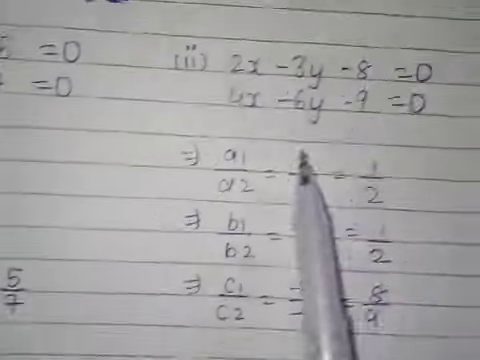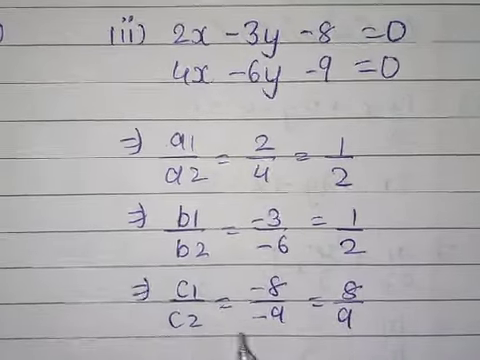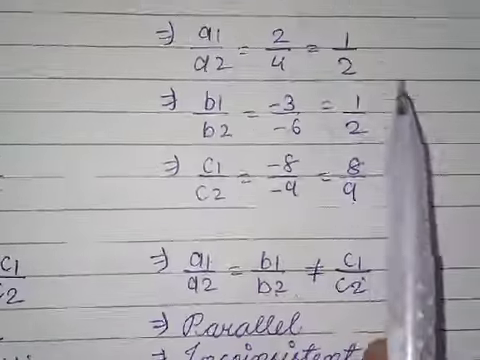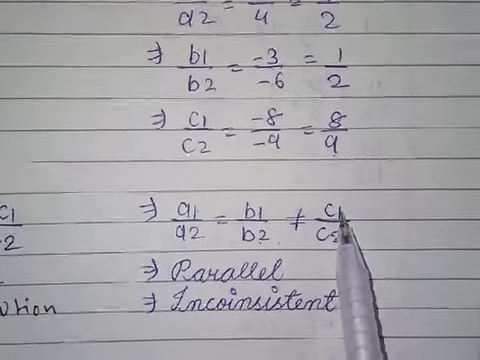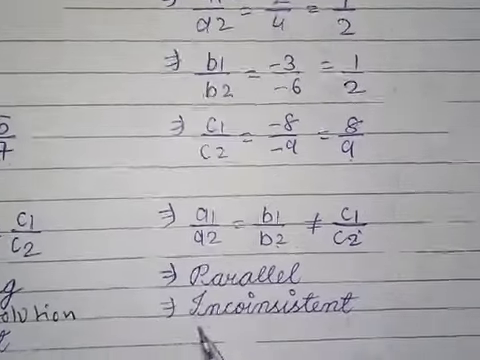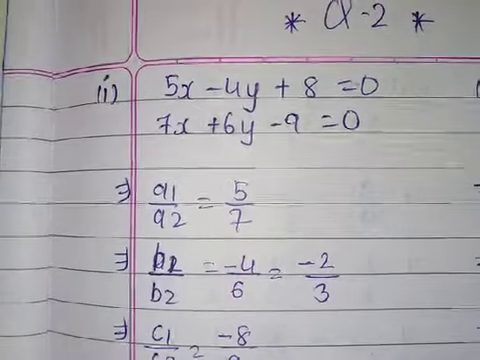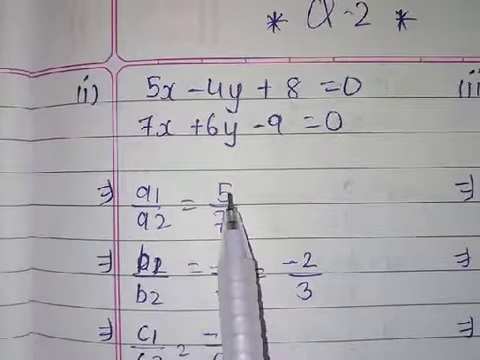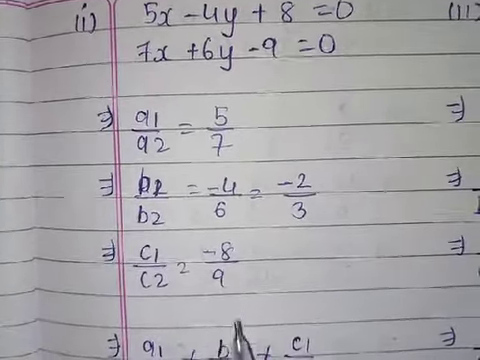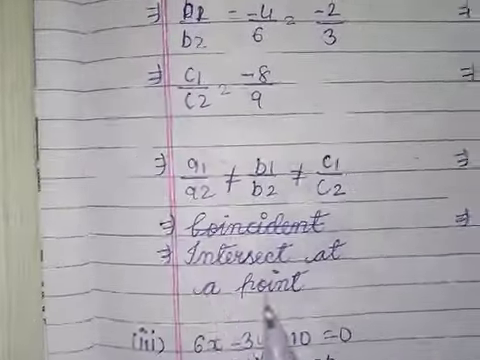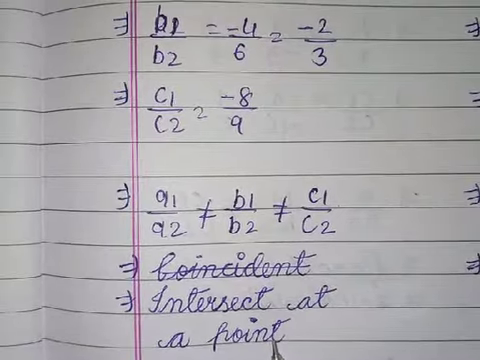Then the second one: a1 upon a2 is 1 by 2, b1 upon b2 is half, c1 upon c2 is 8 by 7. So the first two are equal. So a1 upon a2 is equal to b1 upon b2, not equal to c1 upon c2. So the lines are parallel and it is inconsistent. Now the next one: a1 upon a2 is 5 by 7, b1 upon b2 is minus 2 by 3, c1 upon c2 is minus 2 by 9. So all three are not equal, so they are intersecting at a point, and you have a unique solution.